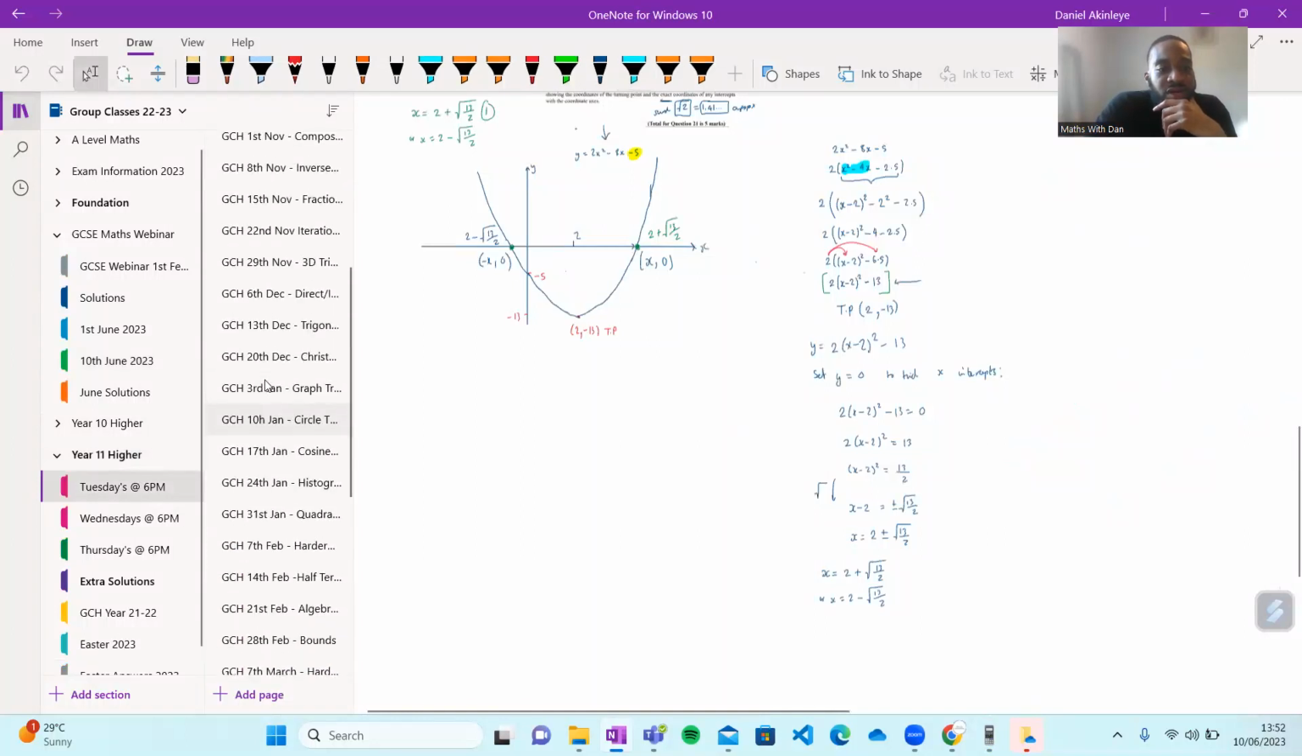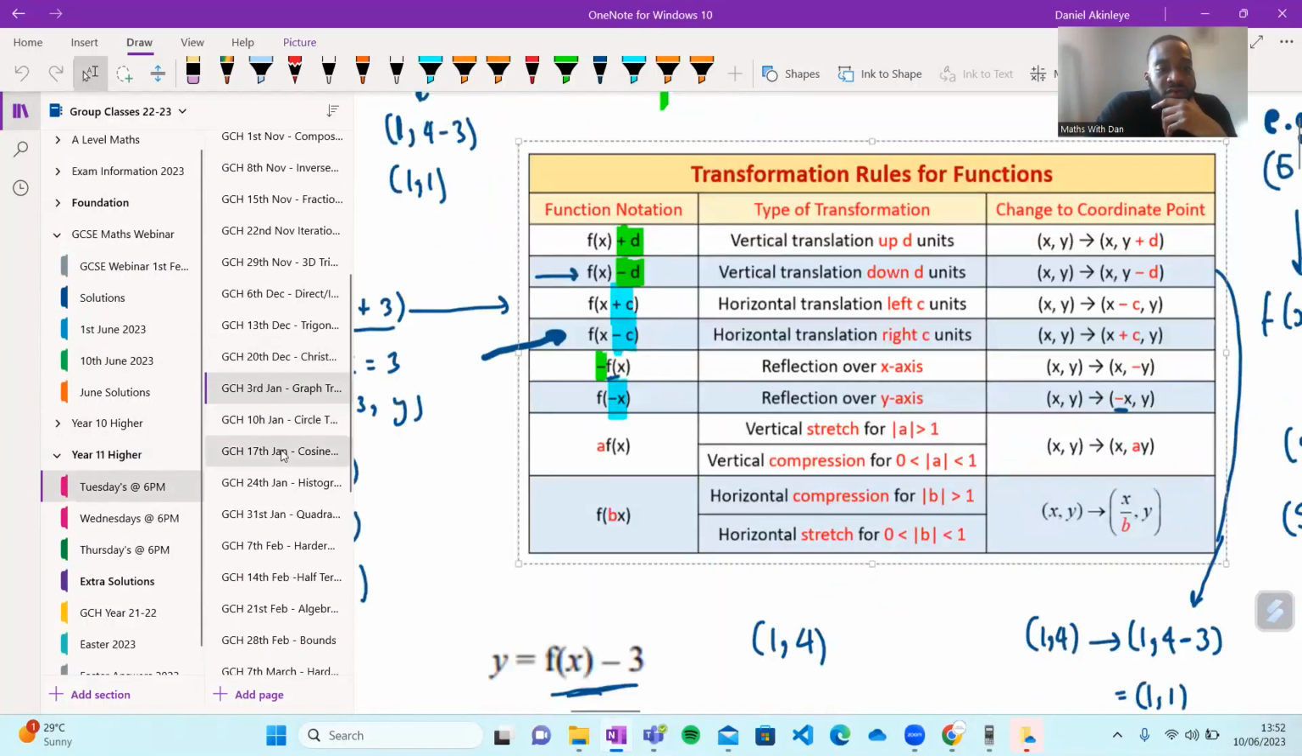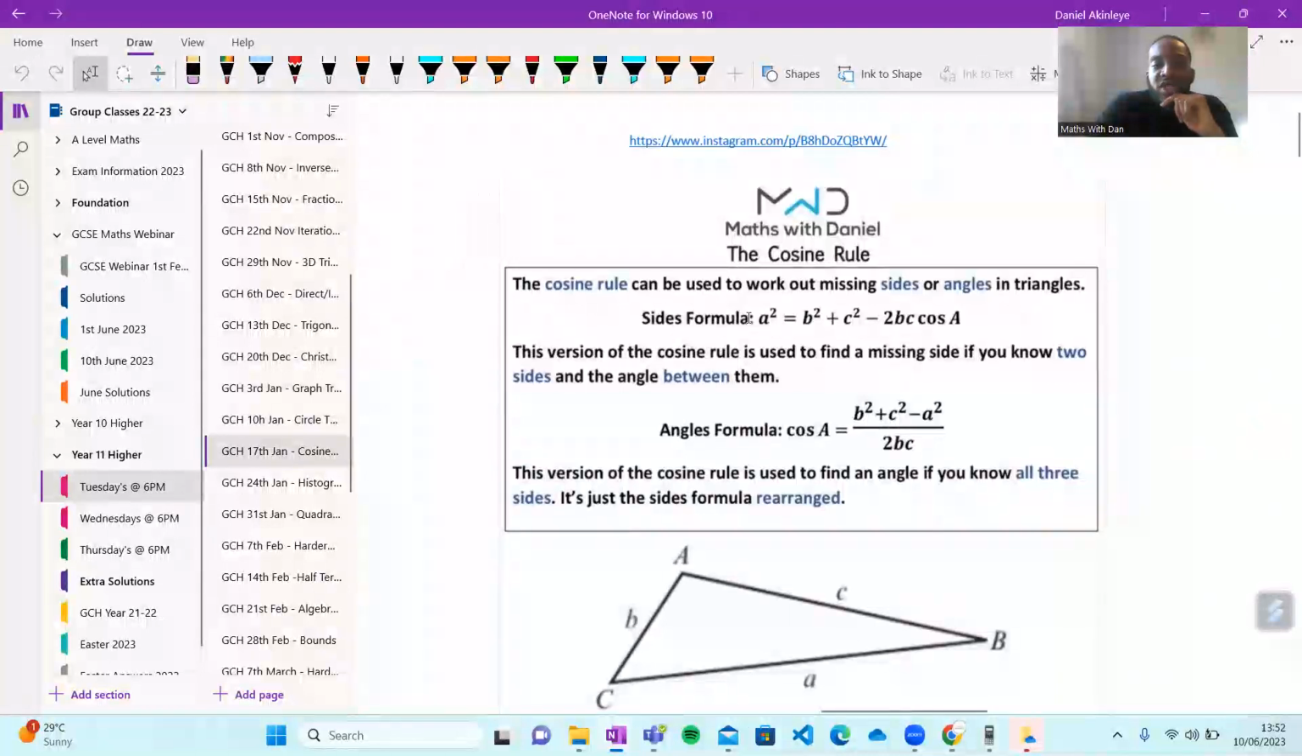Where is that cosine rule? Right here. Cosine rule, sides formula. The cosine rule can be used to work out missing sides and angles in a triangle. We've got this sides formula here: a squared is equal to b squared plus c squared minus 2bc cos A. This version is used to find a missing side if you know two sides and the angle between them. So if you have two sides and the angle between, you can find the opposite side, right? And then we've got the other one, the angles formula. That's when you're looking for an angle and you know all three sides.